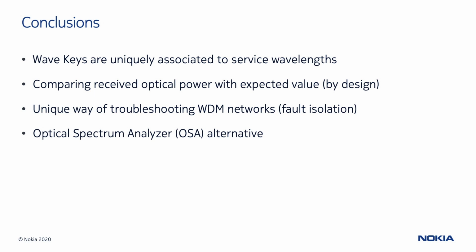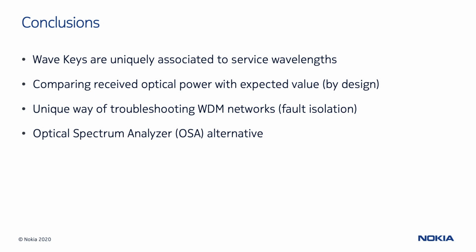Let's now summarize what we have seen in this video. The Wavelength Tracker is a powerful tool to troubleshoot 1830 PSS networks. It relies on the concept of wave keys, a unique pair of numbers associated with each service wavelength and specifically with each direction of each service.